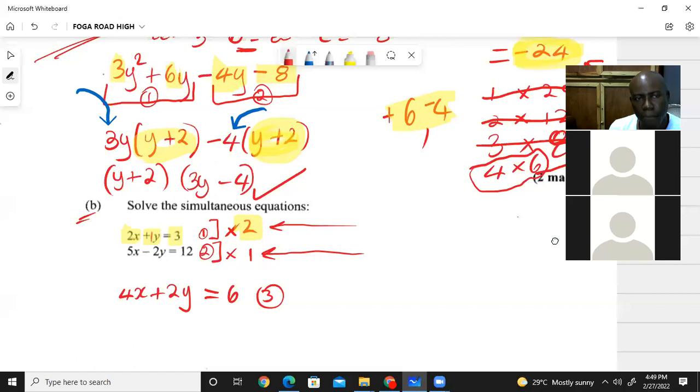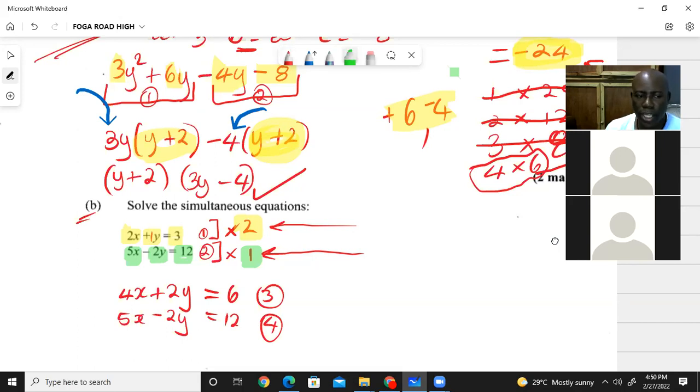We're done with that. Now we're going to be using number 1 in green to multiply by 5x, then negative 2y, then 12. Let's go. 1 times 5x gives us 5x. 1 times negative 2y gives us negative 2y. 1 times 12 gives us 12. This is equation 4.